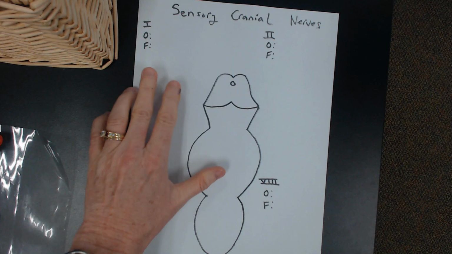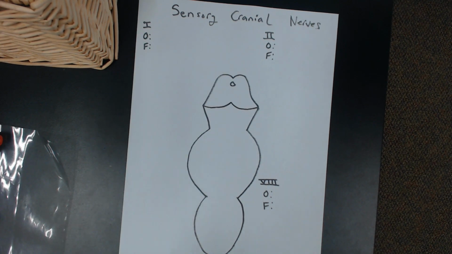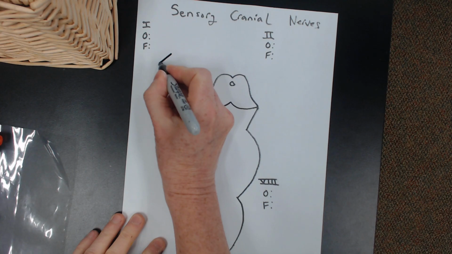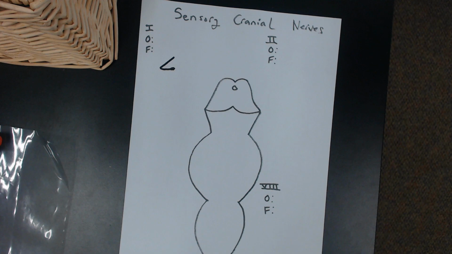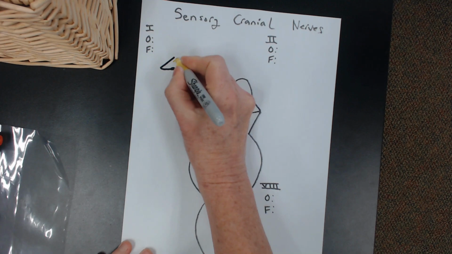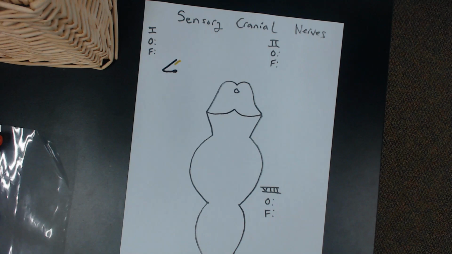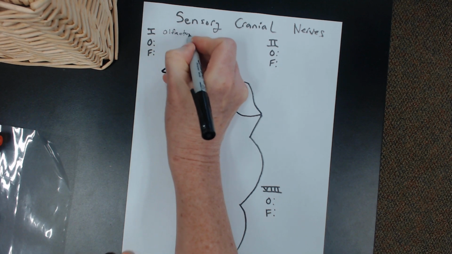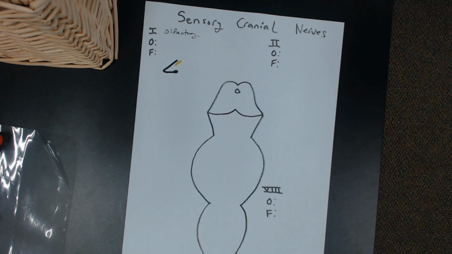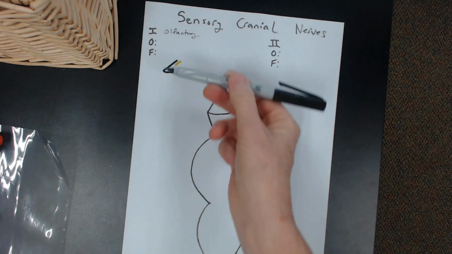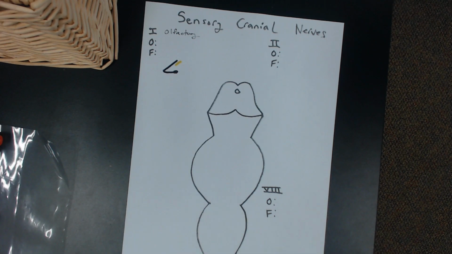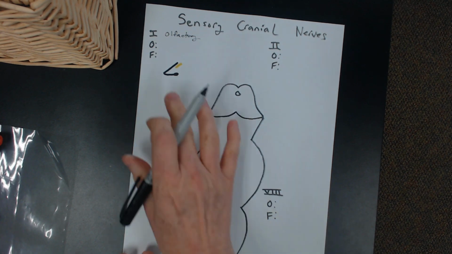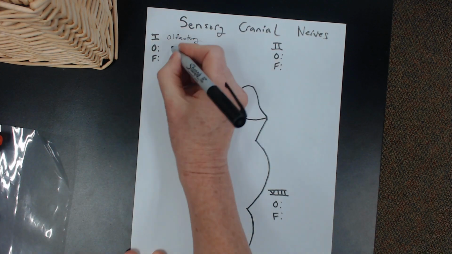Okay, let's start with cranial nerve number 1. If you remember, cranial nerve number 1 is going to come out of the nose. Right, and there it is. And cranial nerve number 1, the name of that cranial nerve is olfactory. So what you see here is there's going to be a Roman numeral. We'll write the name of the cranial nerve. O stands for origin, or where it arises, and then F stands for function. Okay, so now we're going to think about what these things do. The origin of cranial nerve number 1, olfactory, is going to be your nasal cavity.